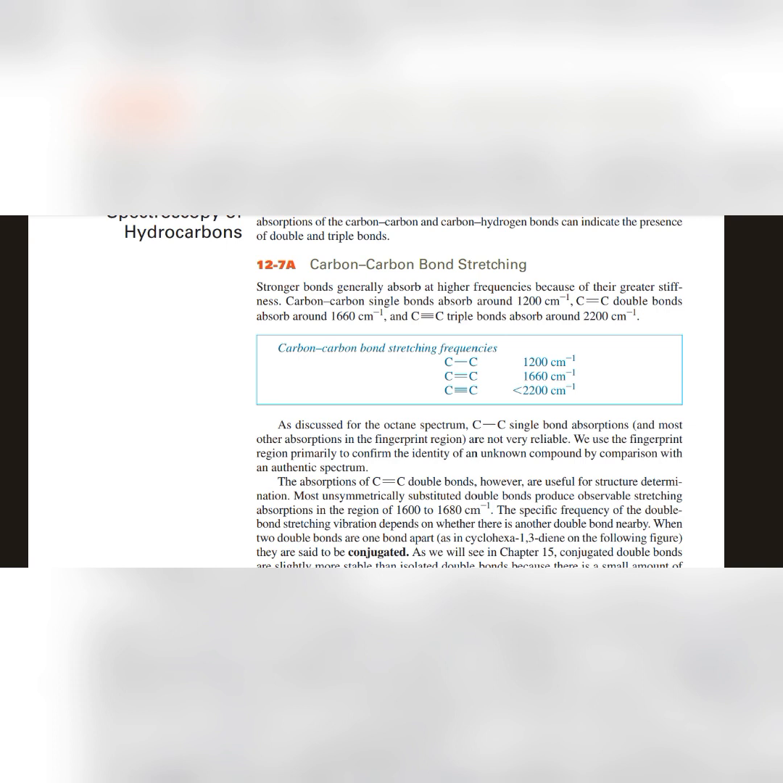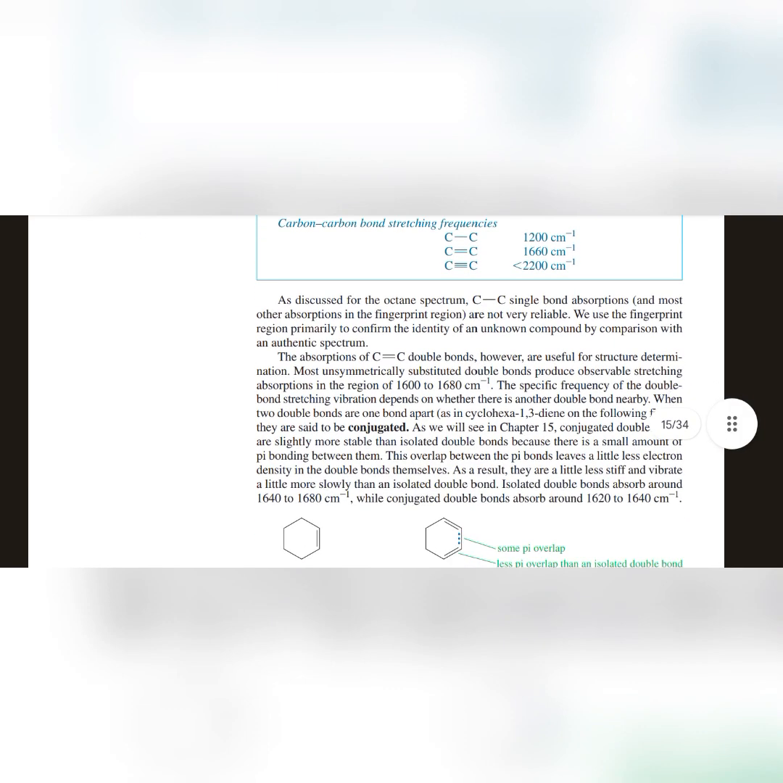Carbon-carbon single bonds absorb around 1200 centimeter inverse. Carbon-carbon double bonds absorb around 1660 centimeter inverse. Carbon-carbon triple bonds absorb around 2200 centimeter inverse. As discussed for the octane spectrum, carbon-carbon single bond absorptions are not very reliable. We use the fingerprint region primarily to confirm the identity of an unknown compound by comparison with an authentic spectrum.